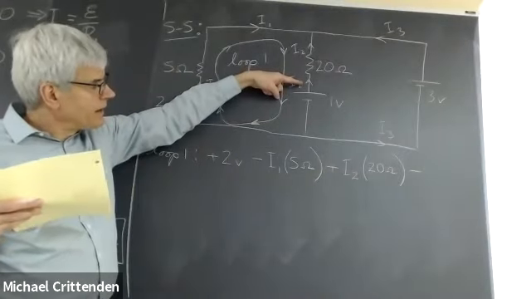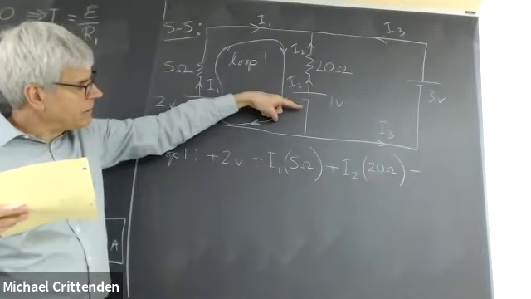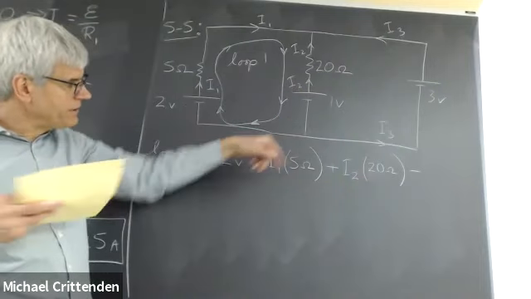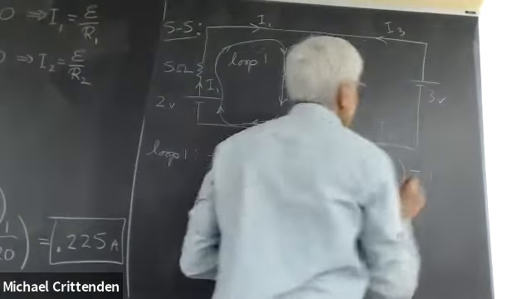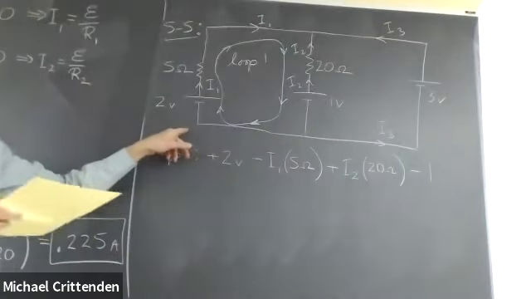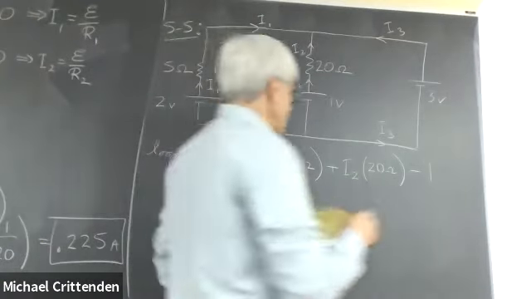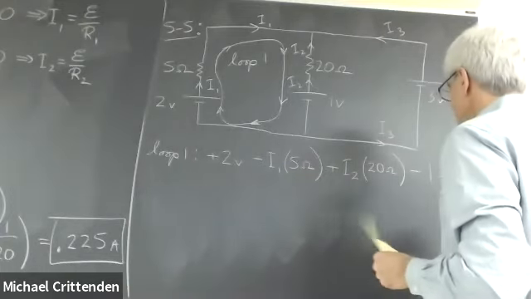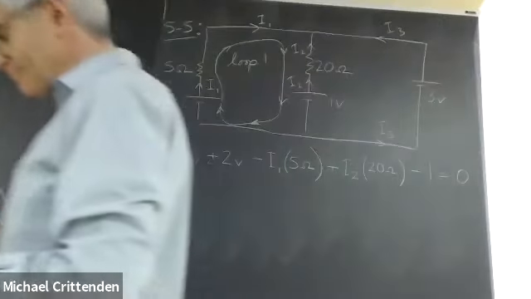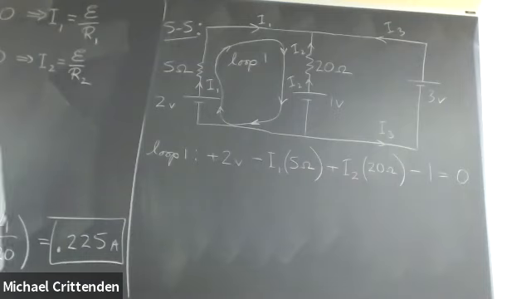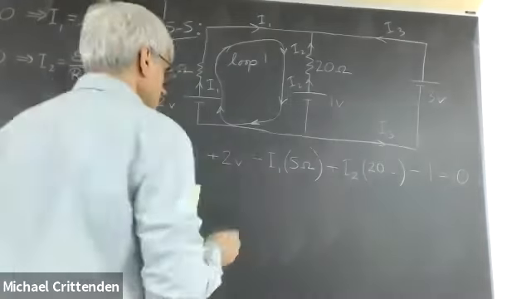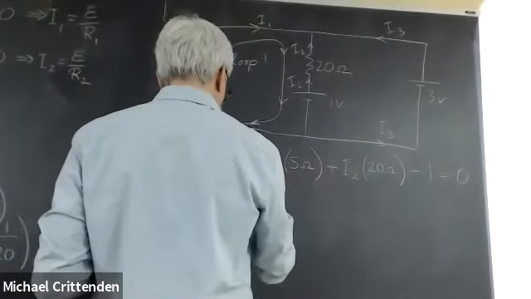Next, I go from high to low across this battery. That's a decrease, 1 volt. And from there, I can get back to where I started. So those 4 terms have to add up to 0. Well, I can simplify that a little bit, but I've got one term with 2 variables in it. 2 minus 1 gives me 1.